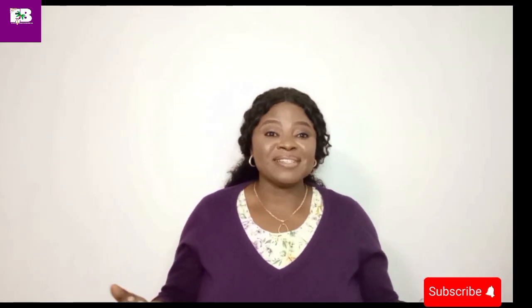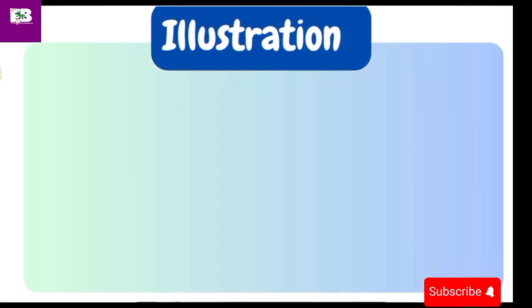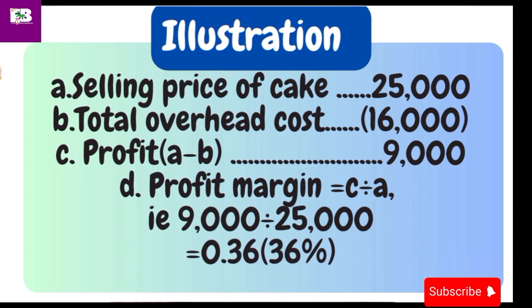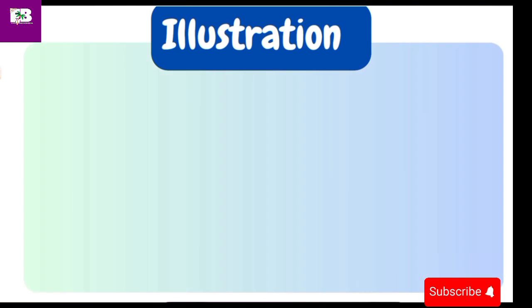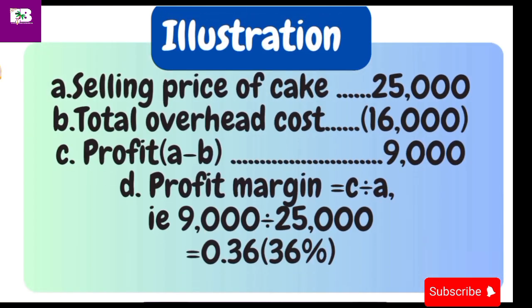So let's put this in a clearer perspective. Let's use Lara, a baker, as an example. Lara charged her customer 25,000 naira for a birthday cake. After calculating all her overhead expenses, cost of transport, everything amounts to 16,000 naira. If we deduct all expenses from the 25,000 naira selling price of the cake, we have 9,000 naira as the profit. So what is Lara's profit margin?